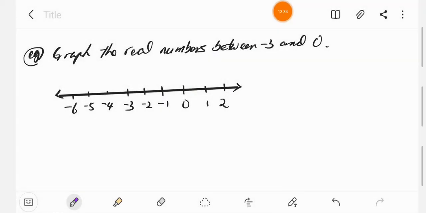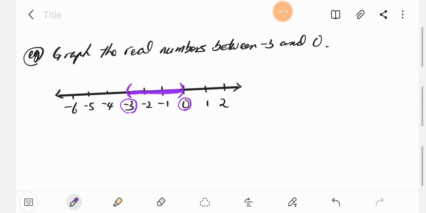Okay, how about graphing the real numbers between negative 3 and 0? Negative 3 is this one, right? And 0 is this one. So between these two numbers is over here. These are the numbers between negative 3 and 0. You highlight it, make a bold line segment like this, and negative 3 and 0 are not included. If it's exclusive, then we don't include these numbers. So what do we put?